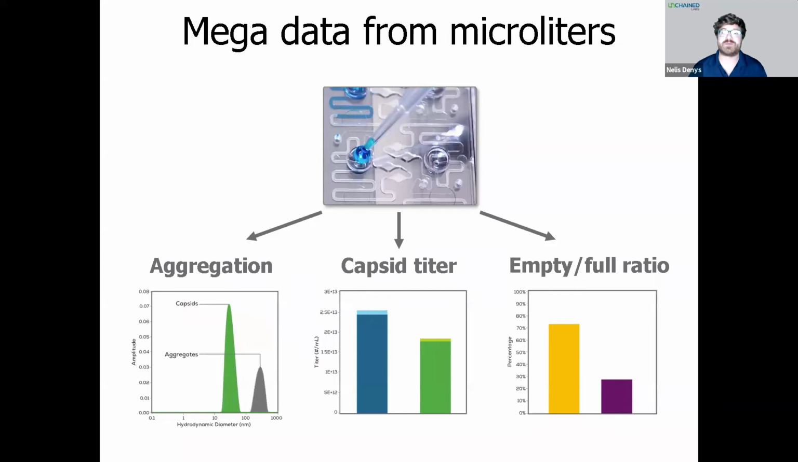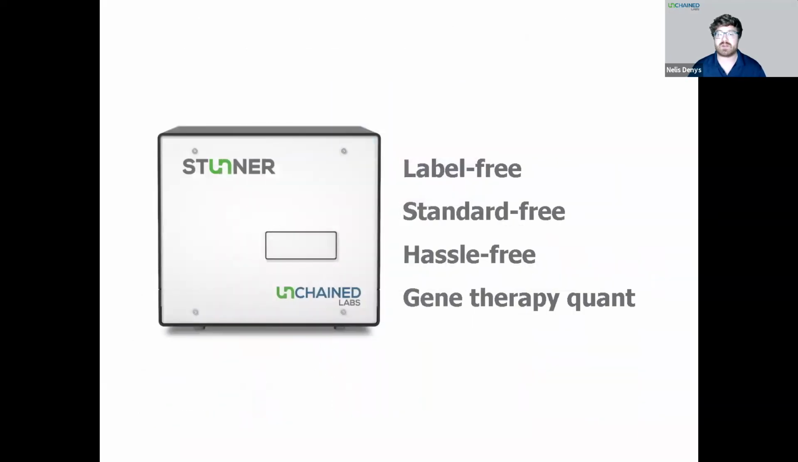So from only 2 microliters, Stunner combines UV-Vis, DLS, and SLS data to tell the whole story about your AAV, delivering mountains of data about sample aggregation, AAV full and empty capsid titer, and empty-full ratio. That is how Stunner delivers label-free, standard-free, and hassle-free gene therapy quant.